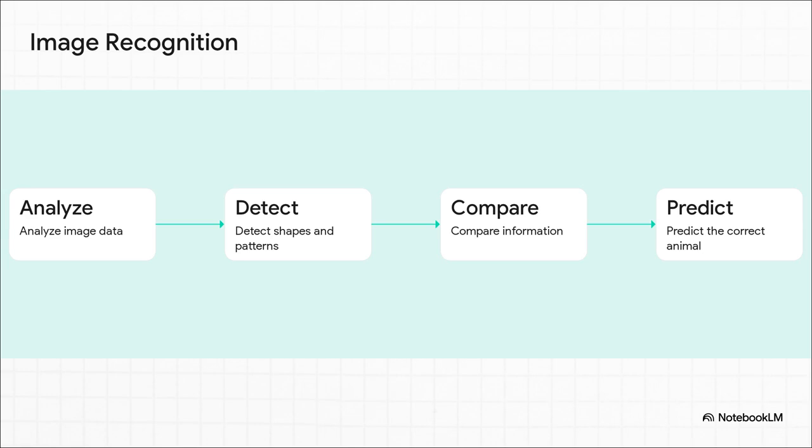Let's walk through how an AI actually identifies an animal in a photo. Step 1. The algorithm analyzes the raw image data. Step 2. It detects shapes and patterns, like, say, pointy ears or a tail. Step 3. It compares that info to a massive database of known animals. And Step 4. It predicts the correct animal. Now, this all happens in milliseconds, but it's still just a very fast, very complex step-by-step instruction manual.